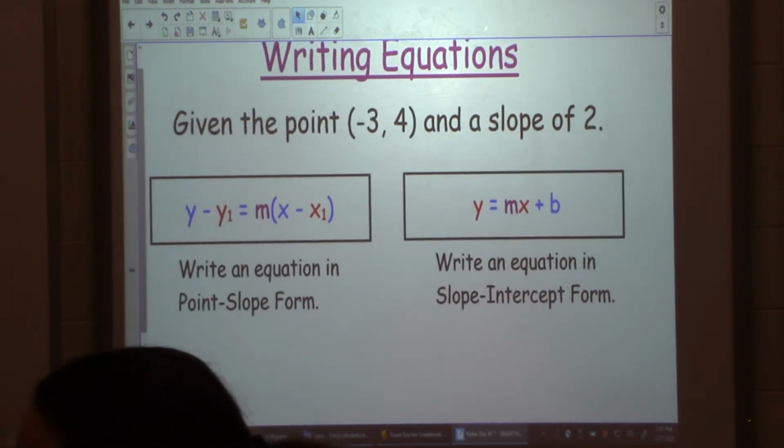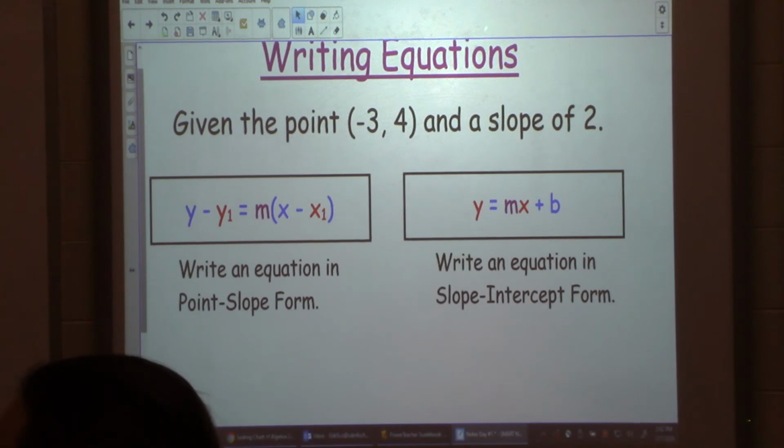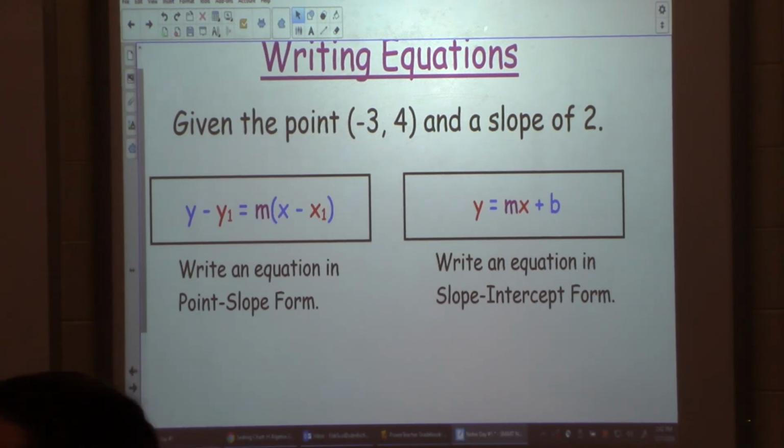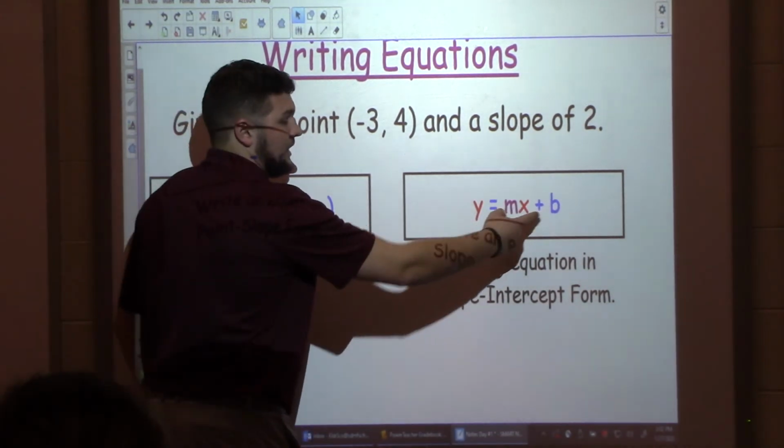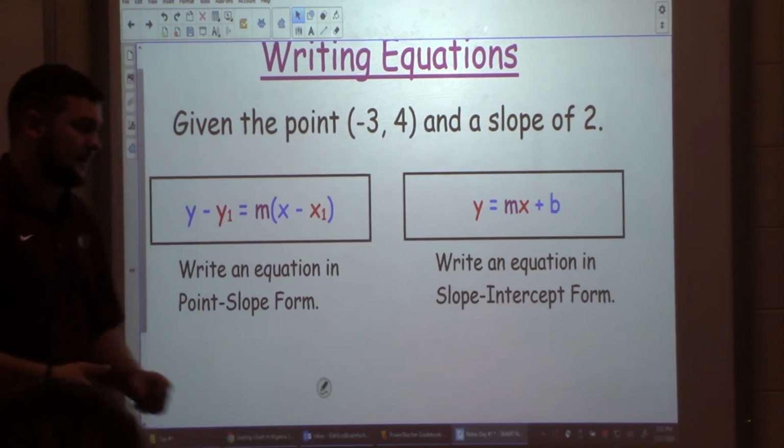So, we're going to do a couple problems here. Just writing equations. You'll see this come up more and more. Given the point negative 3, 4 and a slope of 2, we want it both written in point slope form and slope intercept form. Well, given that we know a point and we know a slope, which form do you think would be easier to do first? Point slope or slope intercept? Point slope, right? The one on the left, because we don't know a y-intercept right now. There's no way to do that.